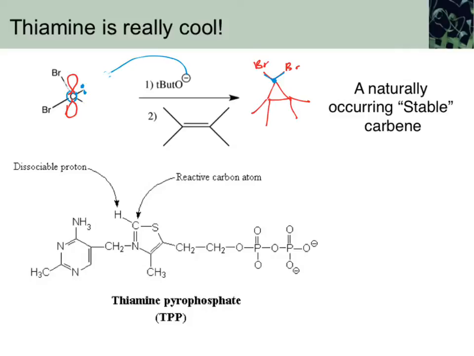If we look at organic chemistry, that carbene is stupidly reactive, not stable remotely in the slightest. Thiamine pyrophosphate is actually relatively stable, so we can control when we want that active nucleophile to be there by either putting the hydrogen on or taking it off.